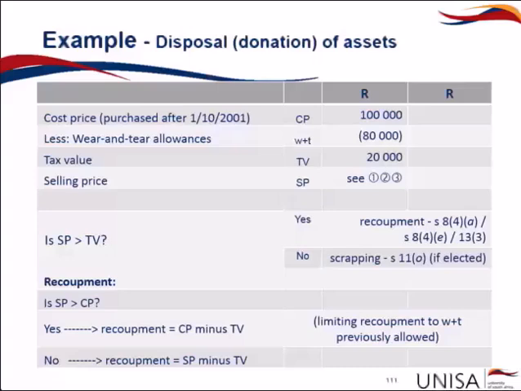A recoupment occurs where the selling price is greater than the cost price. If the answer is yes, then we'll have a recoupment being the difference between the cost price and the tax value. In the case where the selling price is not in excess of the cost price, we could still have a recoupment where we look at the selling price less the tax value. The reason we limit the selling price to the cost price is because we need to limit the recoupment to the amount that we had allowances for previously.